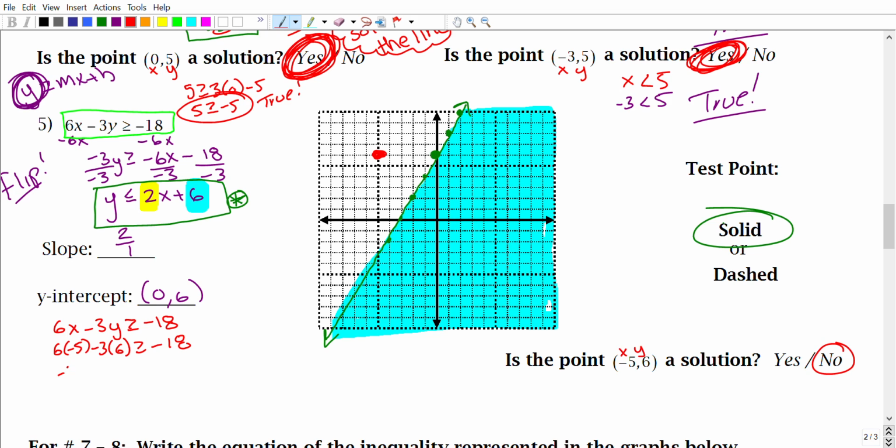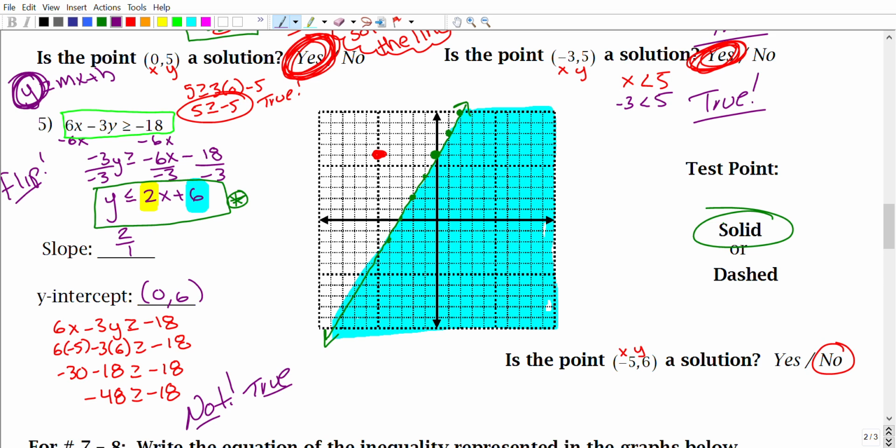6 times negative 5 is negative 30. This is a negative 18, and another negative 18. Now I get negative 48 is greater than or equal to negative 18. Is that true? Well, that is not true. Negative 48 is not greater than, it's actually less than negative 18. Because it's not true, that means it's not a solution, which makes sense because it was not anywhere in our shaded region.